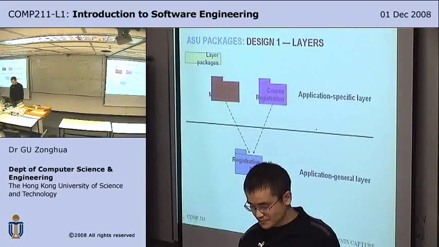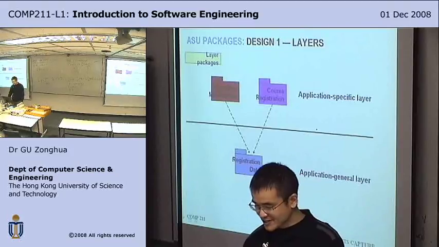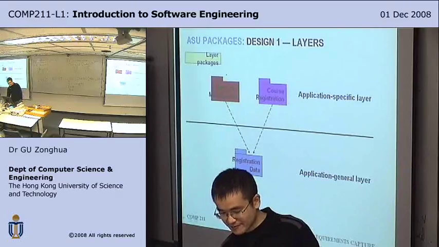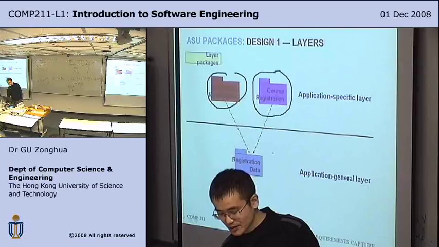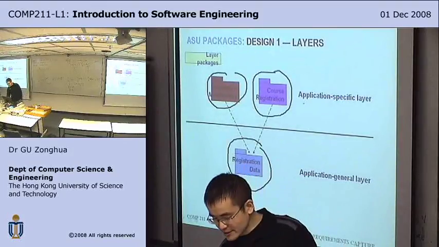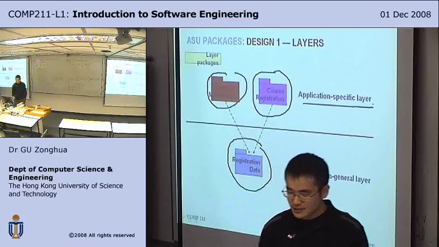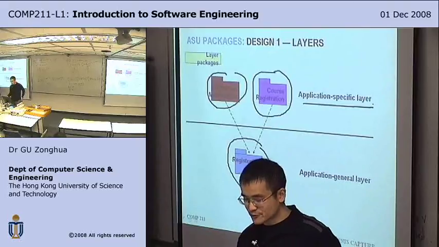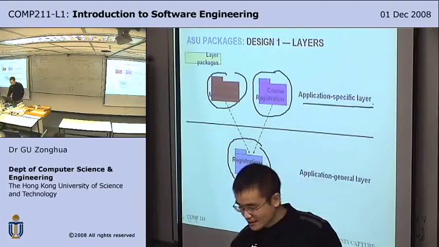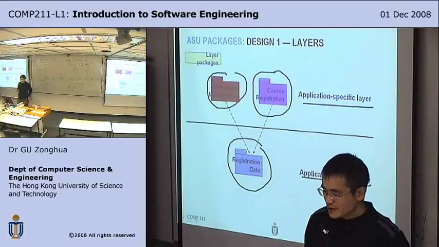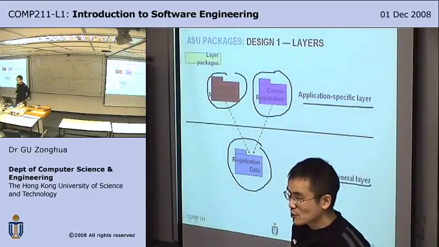So package design has many choices. You can have information maintenance as a package, course registration as a package, and registration data as another package. This is the application-specific layer, meaning that they contain classes that are specific to the course registration application. But this is the application-general layer, meaning that it can be used for other applications, like a billing application, for example.